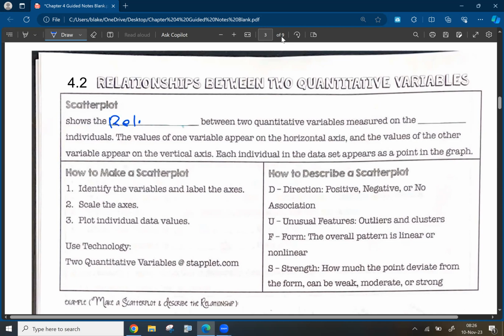So relationship between two quantitative variables measured on the same individuals. The values of one variable appear on the horizontal axis. This one would be the explanatory variable, just by the way. And the values on the other variable would appear on the vertical axis. This would be the response variable. Remember, we talked about those back in 4.1. And each individual in the data set appears as a point in the graph.